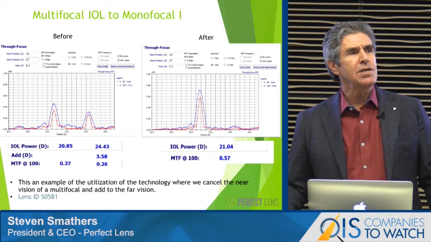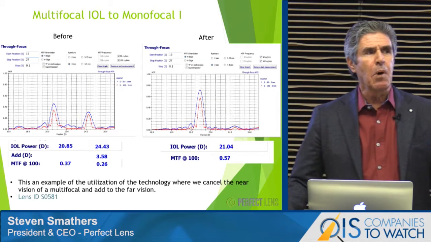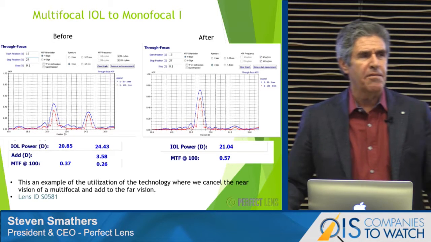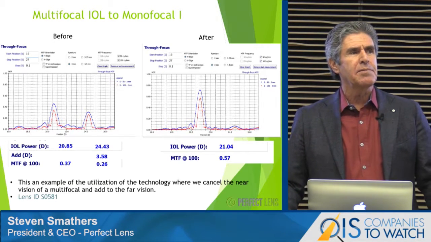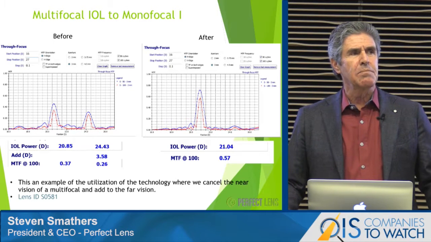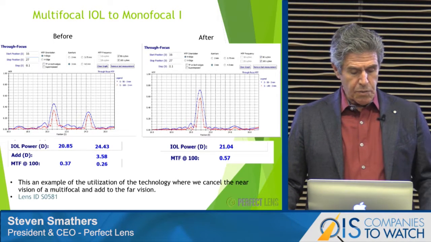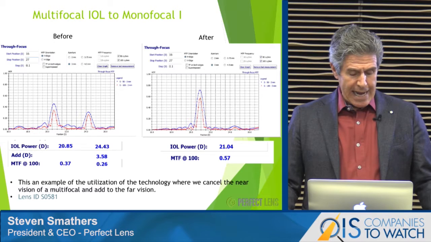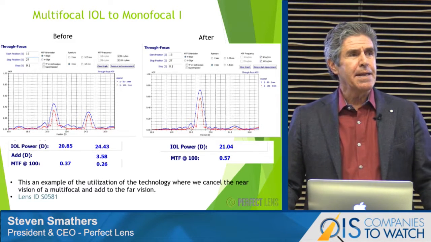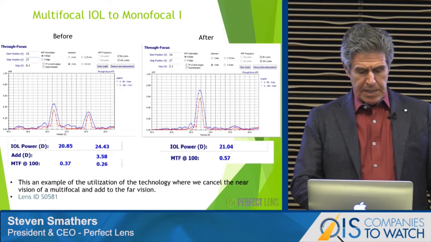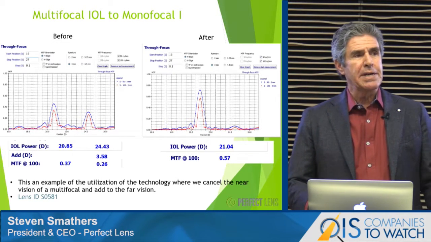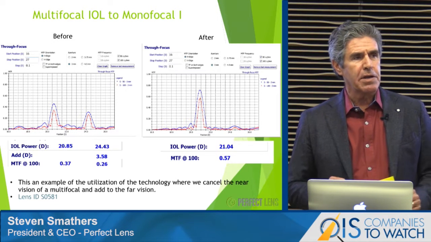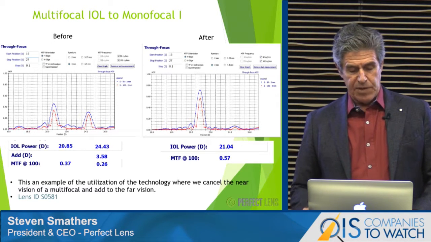The next lens shows the transformation of a multifocal IOL to a monofocal. You have a patient that is unhappy with his multifocal, let's change it to a monofocal. We started with a 20.8 and a 24.8 focus points, and after treatment, we changed it to a monofocal lens with a 21 diopter, with a very good MTF of 0.57.